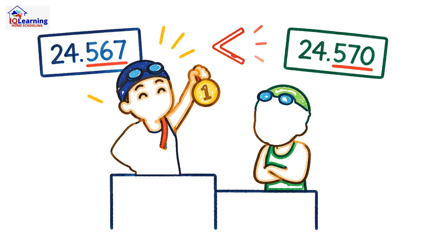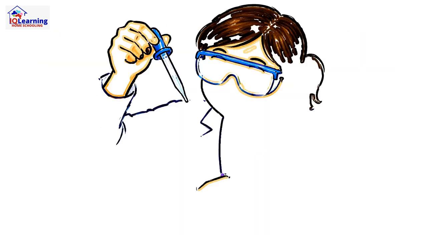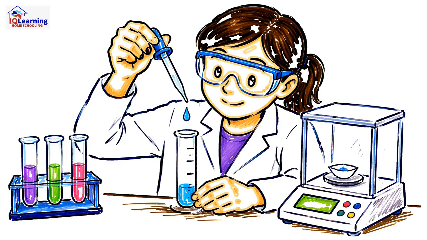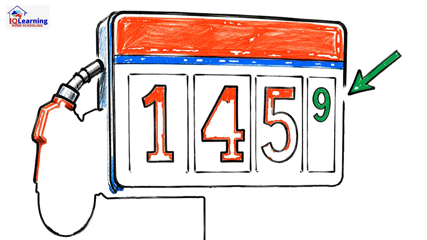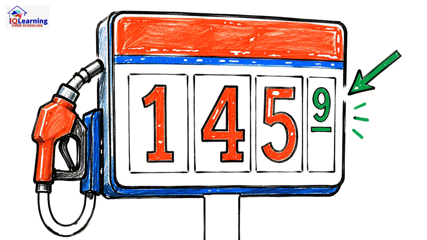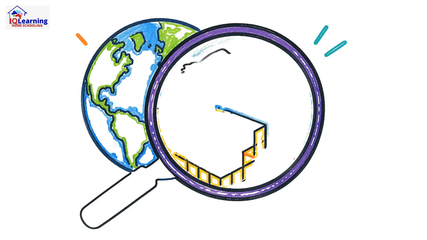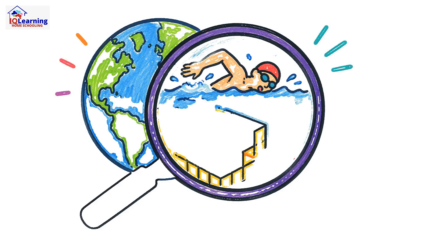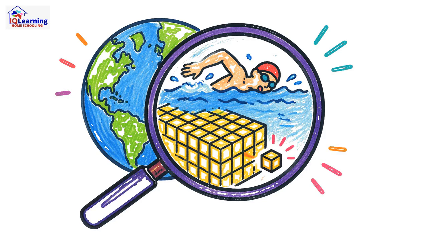This level of precision isn't just for sports. Engineers use it to make sure the parts of a computer chip fit perfectly, to within 1,000th of a millimeter. Scientists use it to measure tiny amounts of a substance. You even see it at the gas station, where a price like $1.459 means the 9 represents 9,000ths of a dollar. So the next time you see a number with 3 decimal places, remember the swimmers and the 1,000 tiny cubes. You're looking at a world of precision, where the smallest details can change everything.